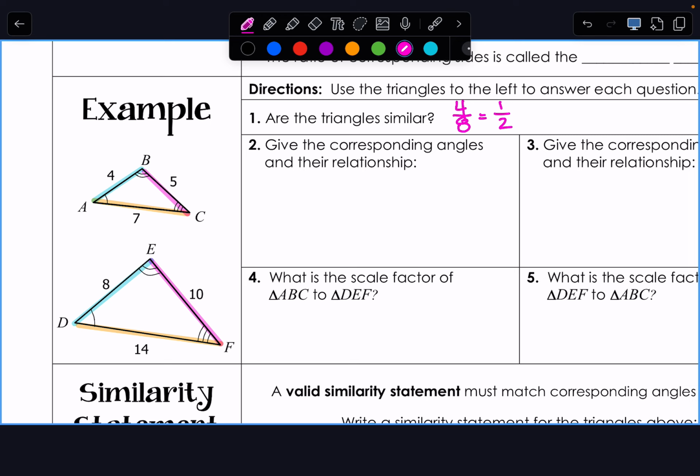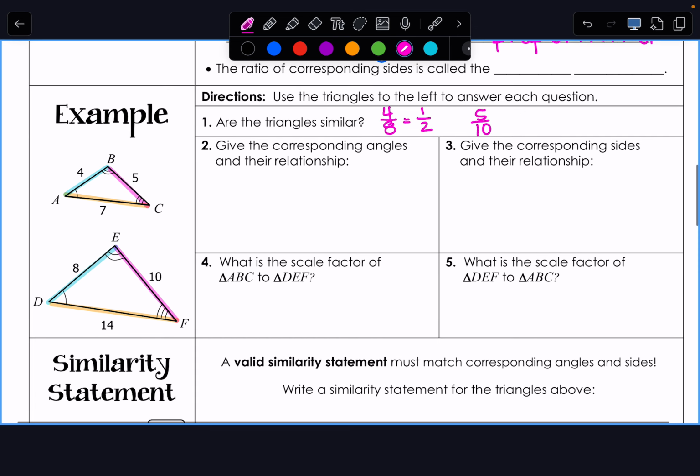Now I'm going to make a fraction with my pink sides. Since I made the fraction 4 over 8, I have to grab from the small triangle again. So I'm going to make the fraction 5 over 10. Can I reduce 5 over 10? That is also 1/2.